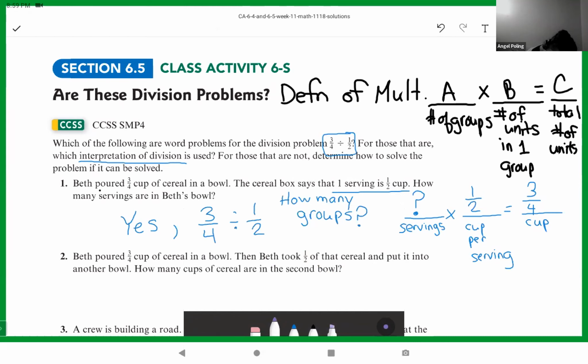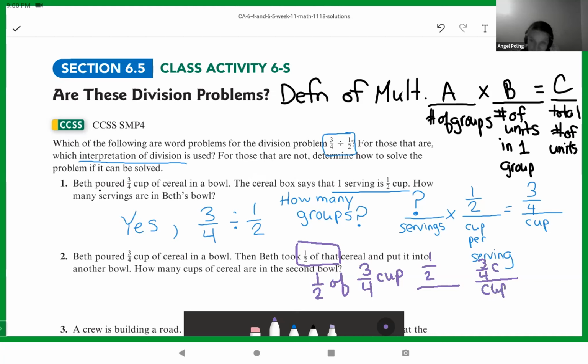Okay, so we have 3/4 of a cup of cereal. And Beth took half of that. So 1/2 of 3/4 of a cup of cereal are in the second bowl. This is a multiplication problem where we have 1/2 of the group, and the group has 3/4 of a cup in it. So we've got 3/4 of a cup.